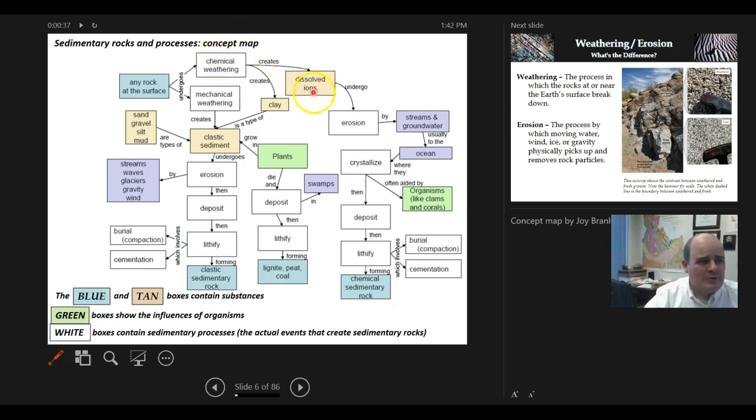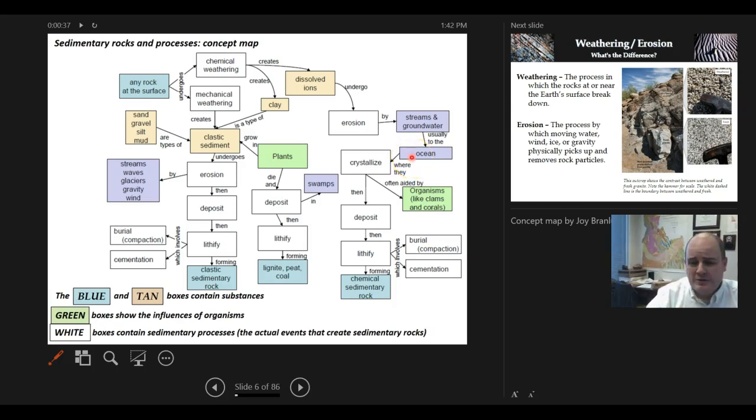So if you have the chemical route and it actually dissolves there, so you have dissolved ions, and then those can undergo erosion by streams and groundwater, transporting that material away. Usually it's going to end up in the ocean. That's why the ocean is salty, because all that material on our surface is slowly dissolving away, and those salts, or the materials that it dissolves, ultimately go into the ocean, and therefore it concentrates that water slowly over time.